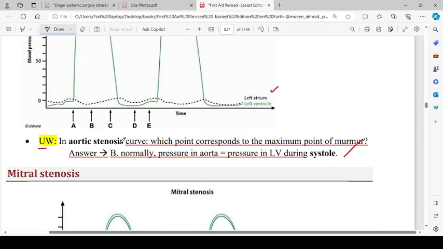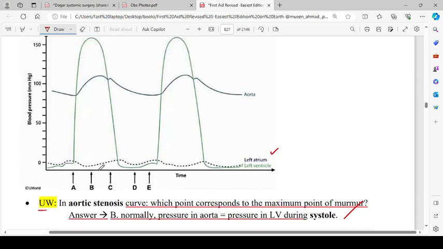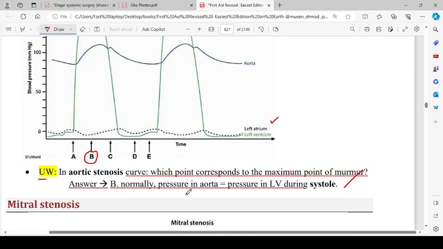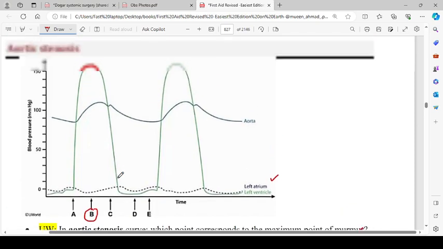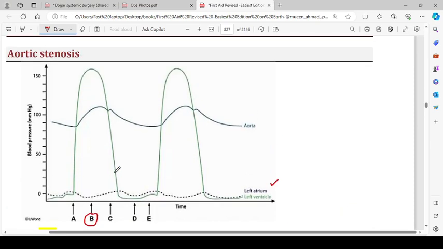The UWorld question is: on an aortic stenosis curve, which point corresponds to the maximum murmur? The answer is option B. This is the point where the maximum murmur is felt. Normally, the pressure in the aorta is equal to the pressure in the left ventricle during systole. In aortic stenosis, we find a crescendo-decrescendo systolic ejection murmur. So definitely the maximum murmur will be heard at this point B, because it's the maximum pressure point.